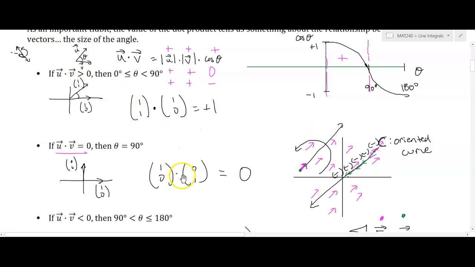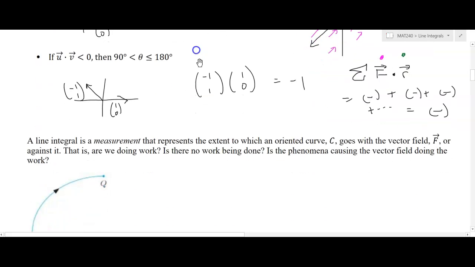So this is actually what a line integral measures. A line integral is a measurement that represents the extent to which an oriented curve, C, goes with the vector field F or against it. That is, are we doing work? Is there no work being done? Is the phenomenon causing the vector field doing the work?